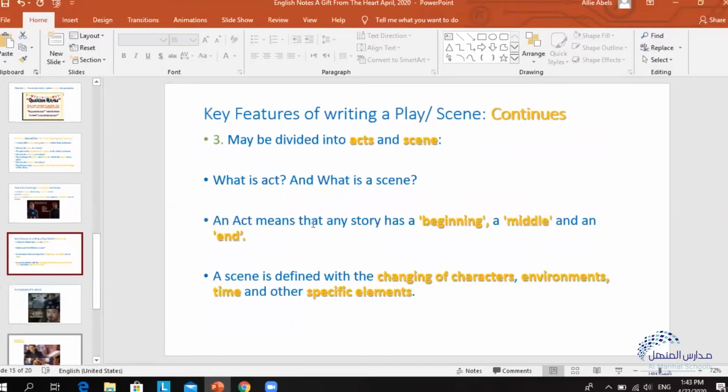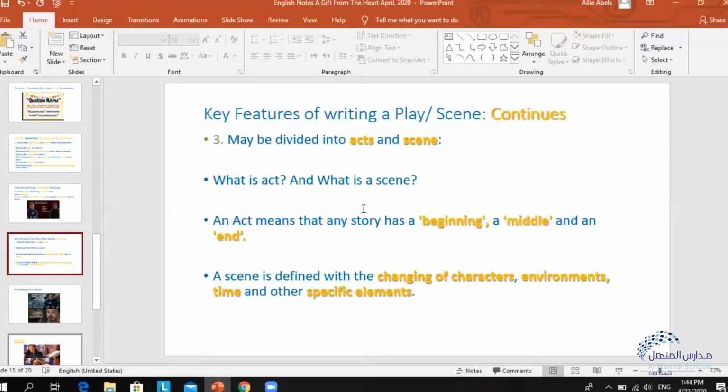And lastly, your acts and your scenes can be divided when we are writing. When we write a play, we can have many scenes, and we can have one act. An act is everything that happens in your story, and the scenes are different parts of your story: the first part, the second part, and the third part.